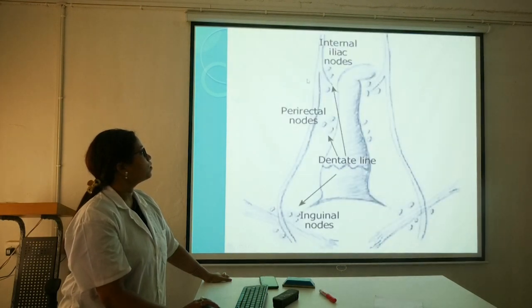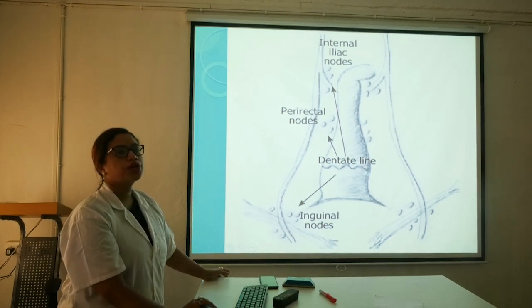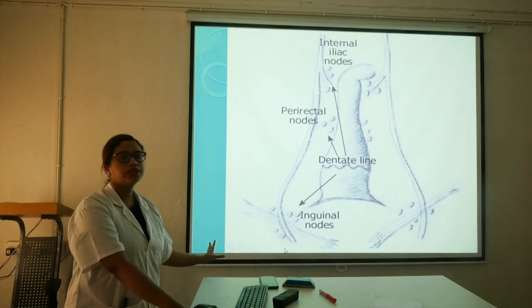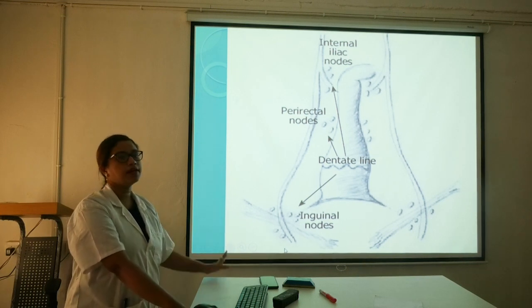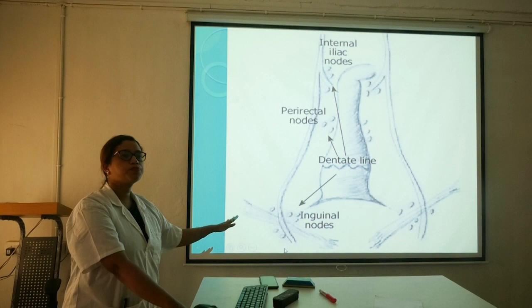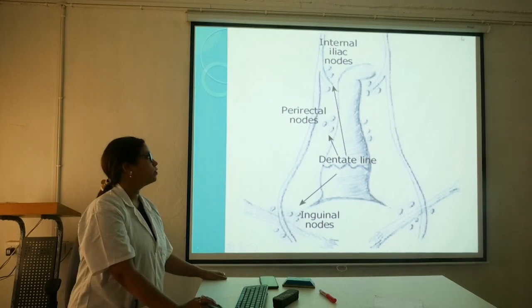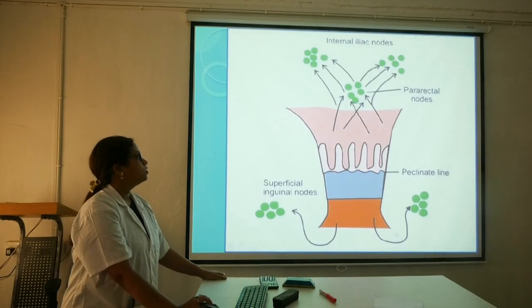Okay, so these things you have to remember: internal iliac, perirectal, and inguinal. So inguinal will carry only which lymph node? Lymphatic drainage, that is the inguinal nodes. That means below the pectinate line. Okay. So the same thing.